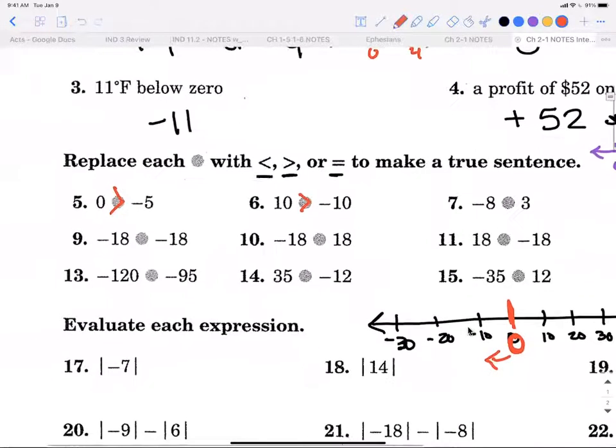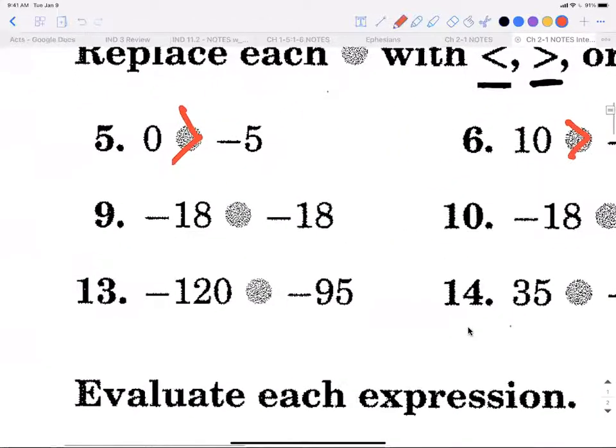Okay, and then how about number 9 here? How about -18 and -18? Logan? Yeah, they're equal. Same sign, same number. They're equal.